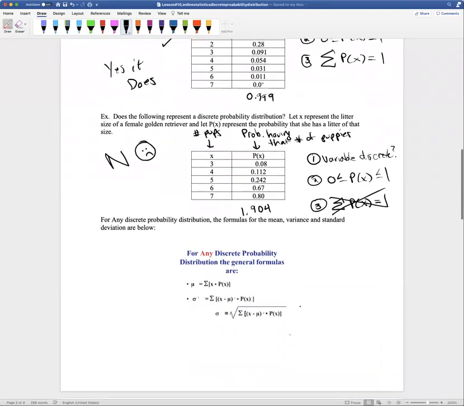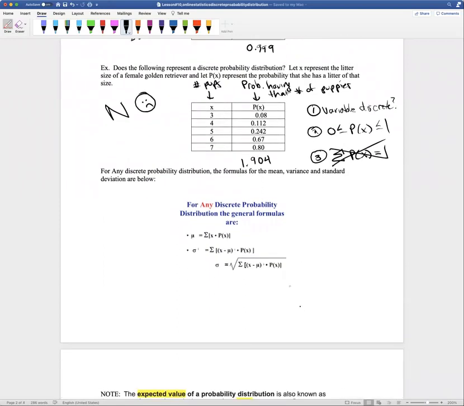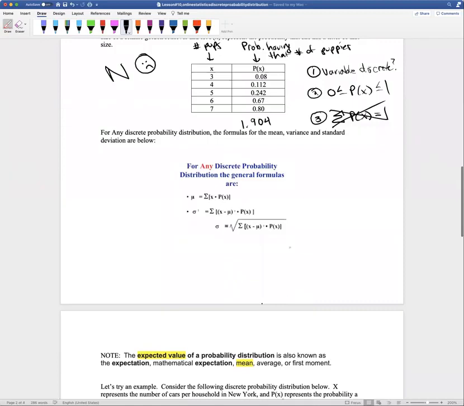So now that we're comfortable with how to look at a discrete variable, how to look at their associated probabilities, and how to determine if it actually does represent a discrete probability distribution, we're going to talk about how to find the mean, the variance, and the standard deviation of a discrete probability distribution. Okay, let's start off with the mean.